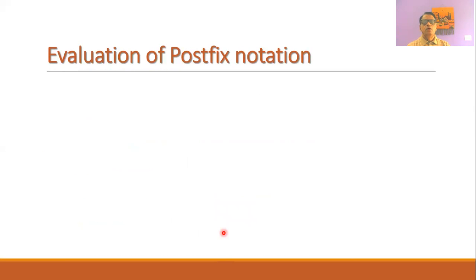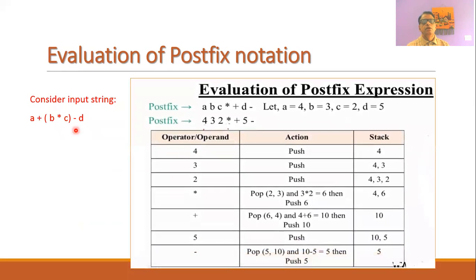Now let us go for how the postfix notation can be evaluated. Now suppose we have been given an input string or an expression A plus B star C minus D. It is possible that we can write this expression in the postfix form A followed by B, C star plus D followed by the minus sign. And we will assume that the value of A is equal to 4, B is equal to 3, C is equal to 2, and D is equal to 5. So our input string will consist of 4, 3, 2, star, plus, 5 followed by the minus sign.